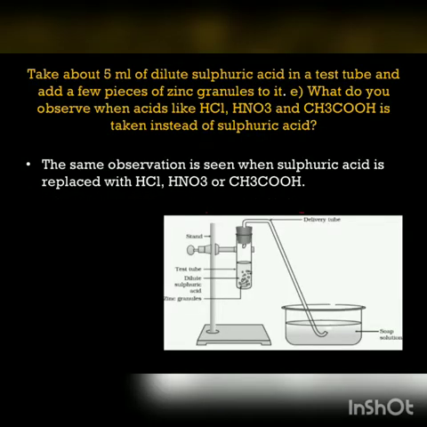Take about 5 ml of dilute sulfuric acid in a test tube and add a few pieces of zinc granules to it. What do you observe when an acid like HCl, HNO3 and CH3COOH is taken instead of sulfuric acid? The same observation is seen when sulfuric acid is replaced with HCl, HNO3 and CH3COOH.